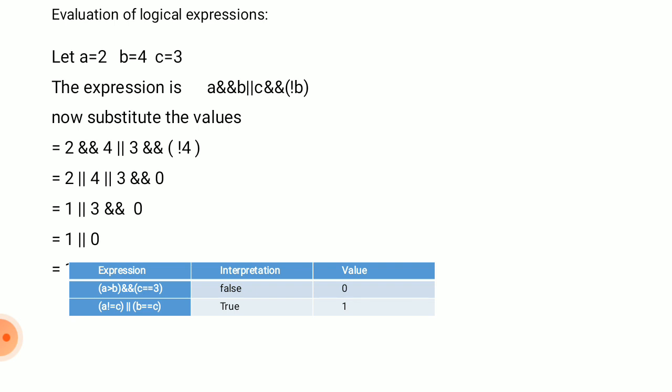So here also in the table, we have expression, interpretation and value. The expression is A is greater than B, in parentheses, and C is equal to 3. First evaluate what is in the parentheses.